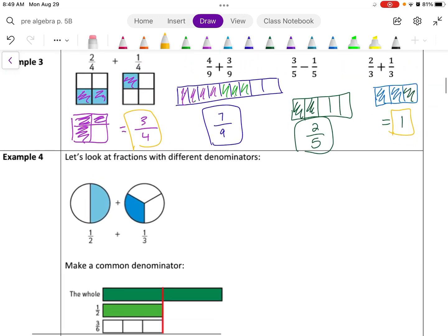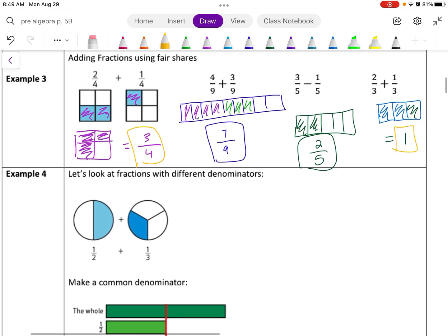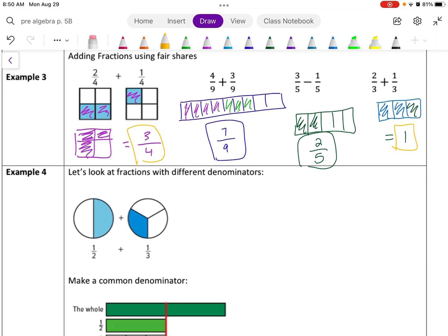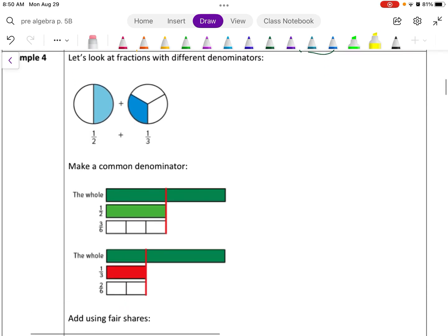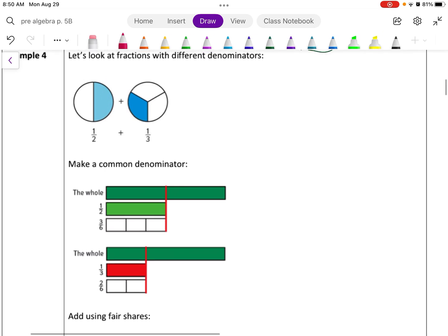Example 4, let's look at fractions with different denominators. So example 3, right, we had our fair shares. They were all the same denominator. So we could just add them together or subtract them. But when we have different denominators, we actually need to find a common denominator before we can combine them. Go ahead and write that down. We need a common denominator before we can add fractions together.